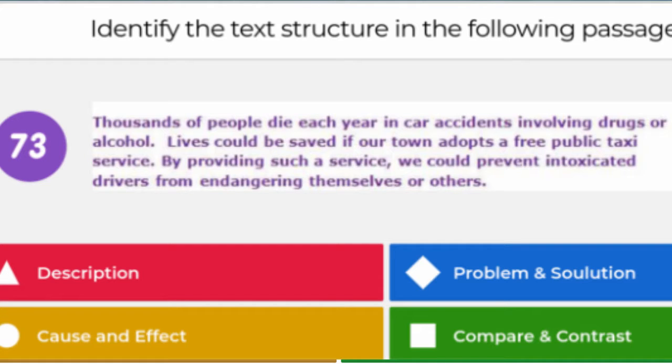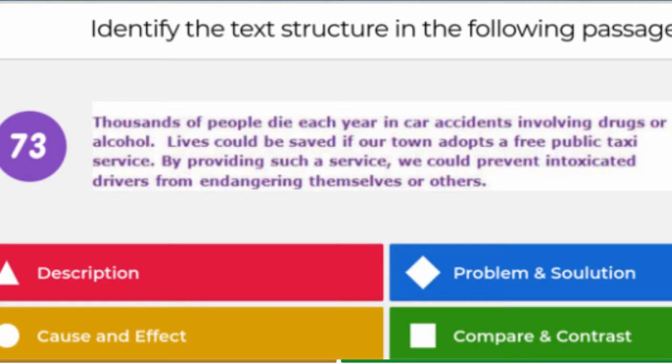So question number 1 says, thousands of people die each year in car accidents involving drugs or alcohol. Lives could be saved if our town adopts a free public taxi service. By providing such a service, we could prevent intoxicated drivers from endangering themselves or others. The students must now identify the text structure in the following passage.